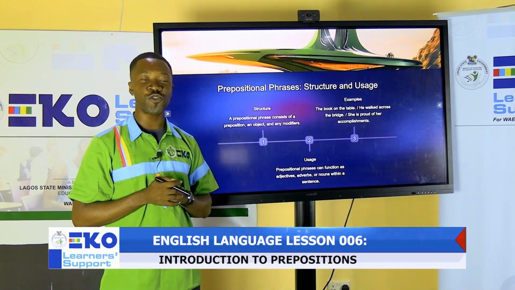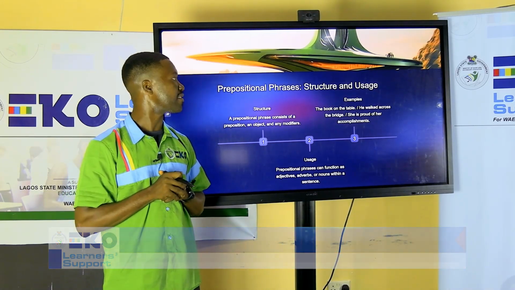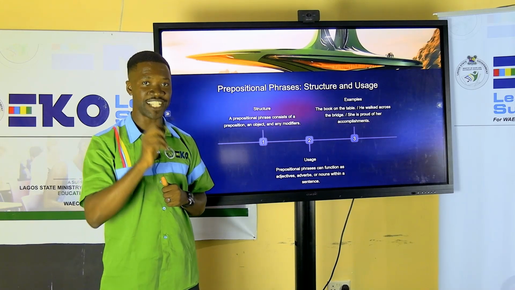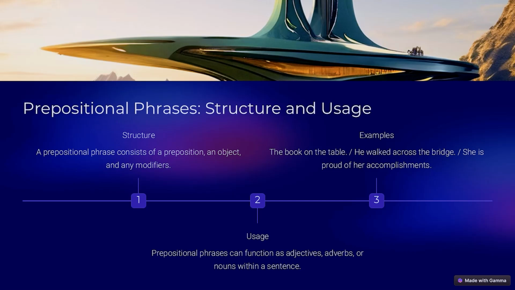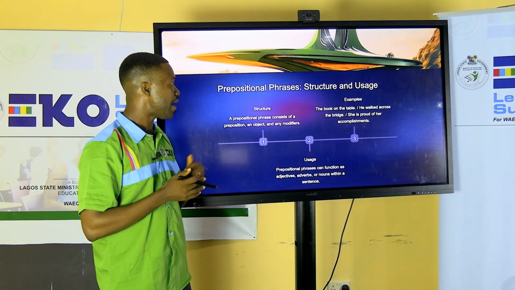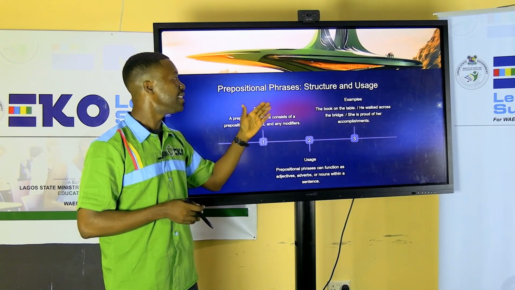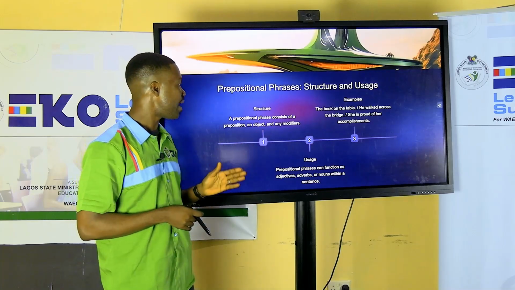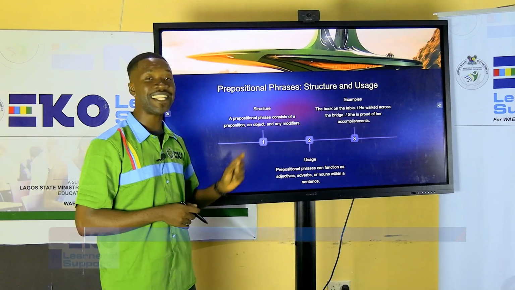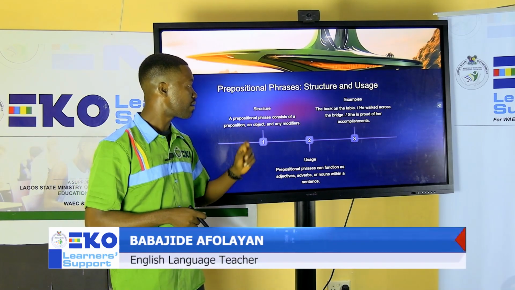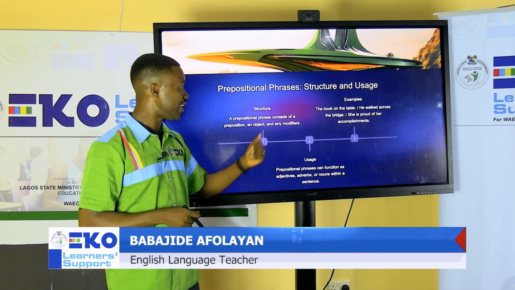I also like us to look at what we call prepositional phrases. We will look at the structure and the usage. What is a prepositional phrase? A prepositional phrase consists of a preposition, an object, and any other modifiers. For example, we have the book on the table. If you look at that example, we have an object there, and also we have other modifiers. The modifier there is the. We have book, and we also have the table.